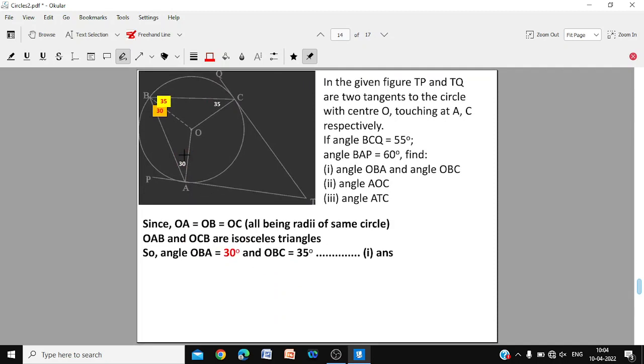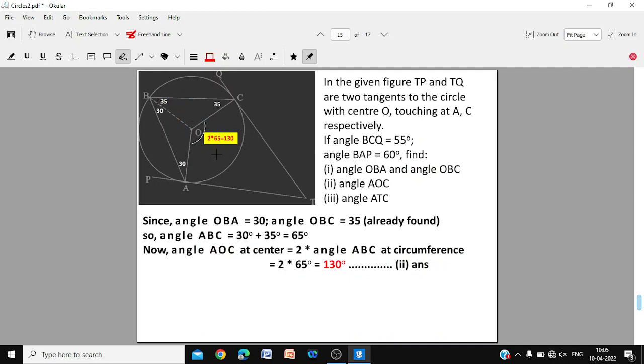Now this is an isosceles triangle because this radius is equal to this radius. The two radii OA and OB are equal. Similarly, in this triangle, this radius and this radius should be equal. So these are isosceles triangles. If this is 30, this must be 30. And if this is 35, this must be 35. So 30 and 35, we have got answer number 1. Because these are radii, all are equal. So one more part is solved.